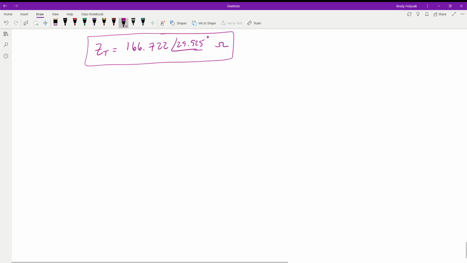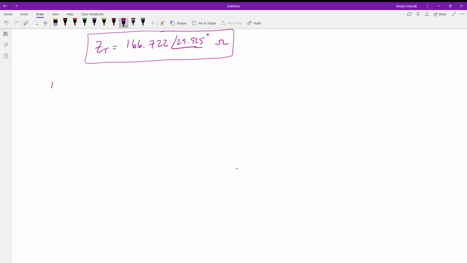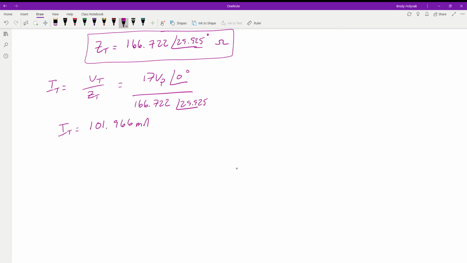Now, to continue on, we need to find the total current through this circuit. So our I total is equal to V total divided by our impedance total. We have 17 volts peak at 0 degrees. We divide that by the impedance total that we got, 166.722 at an angle of 29.925. Our current in this instance comes out to be 101.966 milliamps at an angle of negative 29.925 degrees.